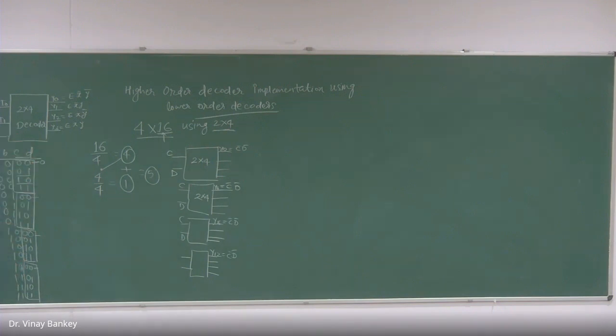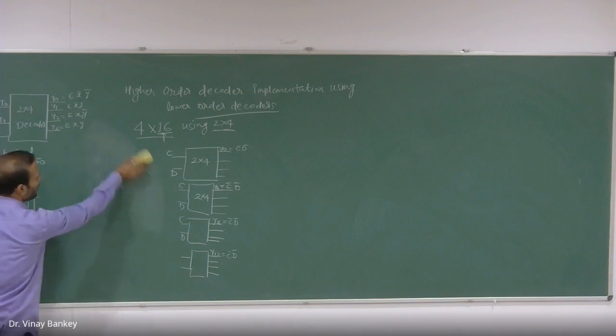Now what we want to do, we want to select each of these ICs based on the variables A and B.